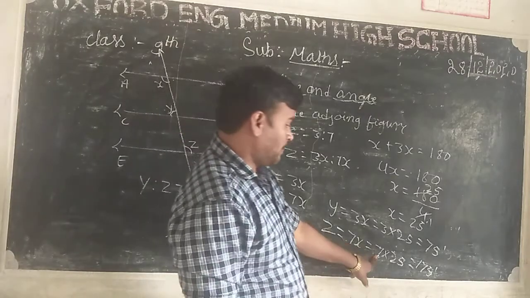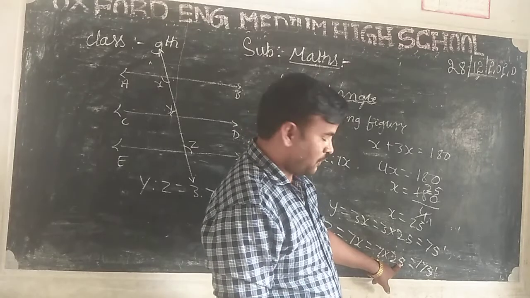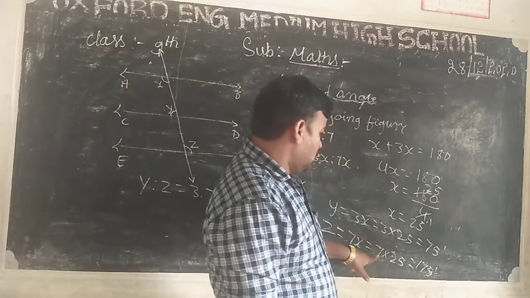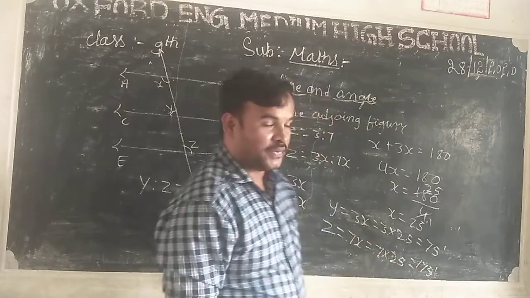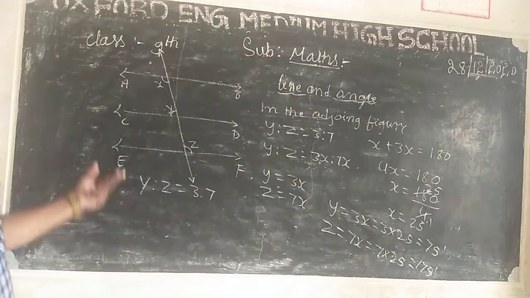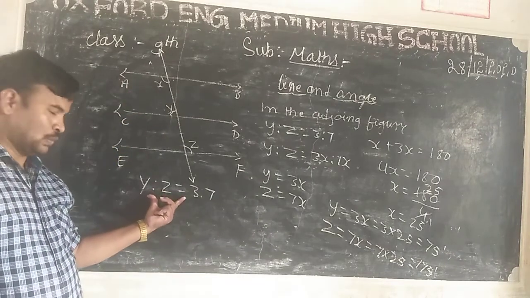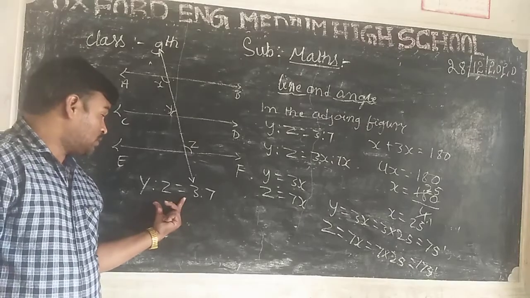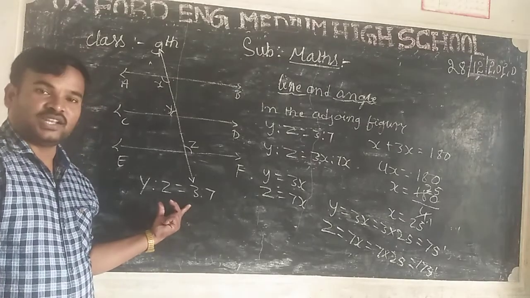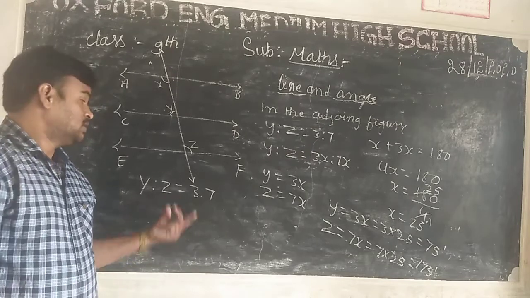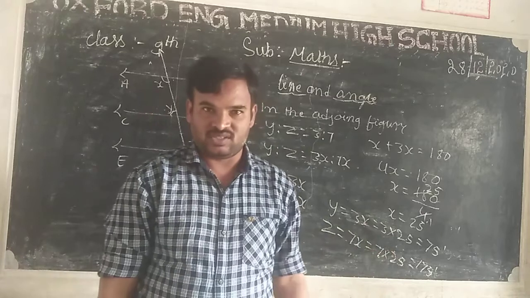25 into 7. 7 5s are 35, 5 carry 3. 7 2s are 14, 14 plus 3 is 17. 175 degree. So that's why we have to find the values of x, y, z by using the given ratio. So what is the given ratio? y is to z is equal to 3 is to 7. So when you find it like this, it comes to the given sum.